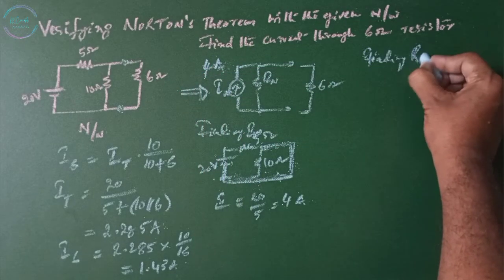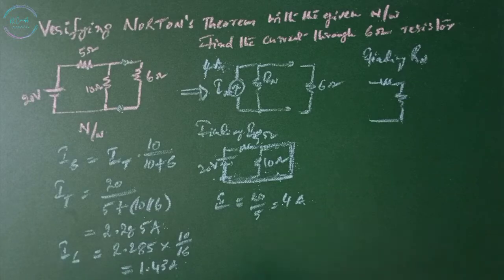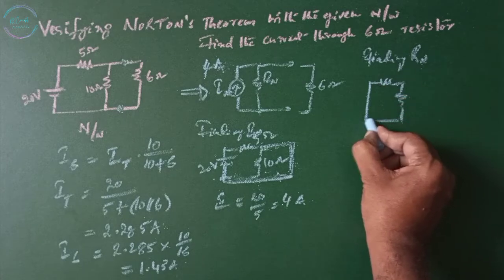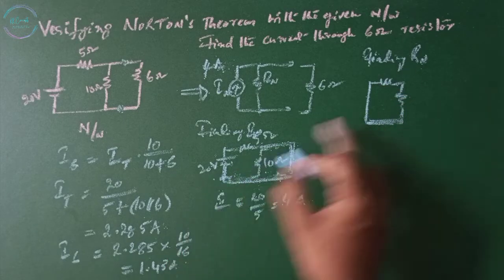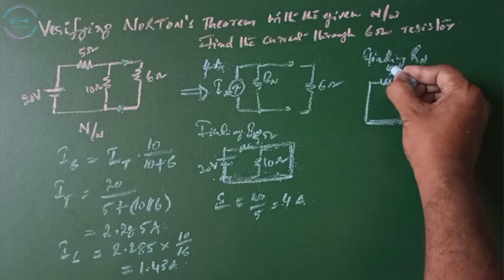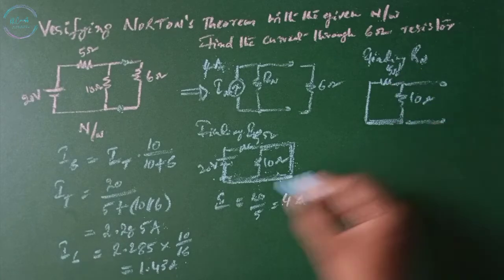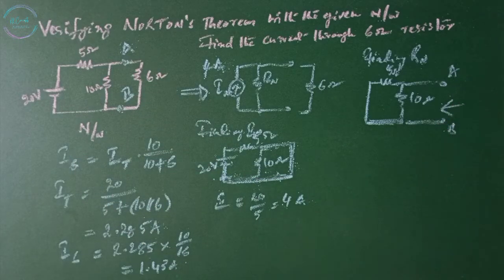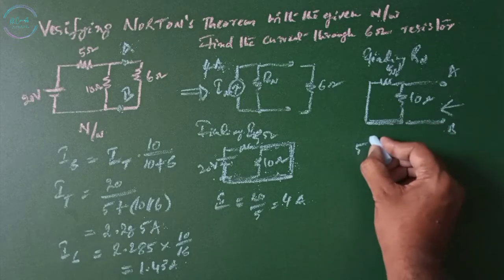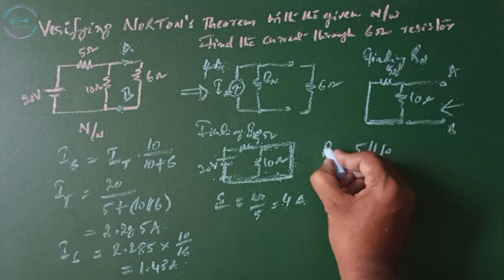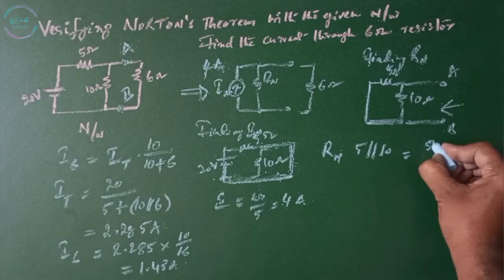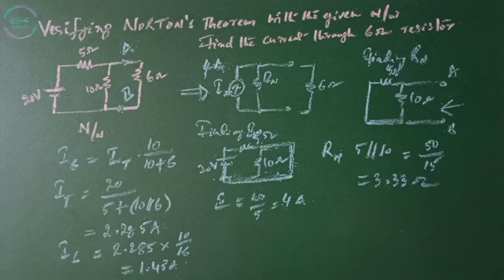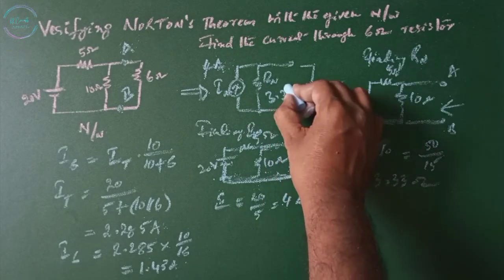Finding Rn. While finding the Rn value, we need to replace energy sources with their internal impedances. So I am replacing this 20 volts with a short circuit, and this is 5 ohms and this is 10 ohms between the terminals A and B. This is the resistance seen from this side. The 5 ohms is in parallel with the 10 ohms. This is Rn: 50 divided by 15, which is 3.33 ohms.